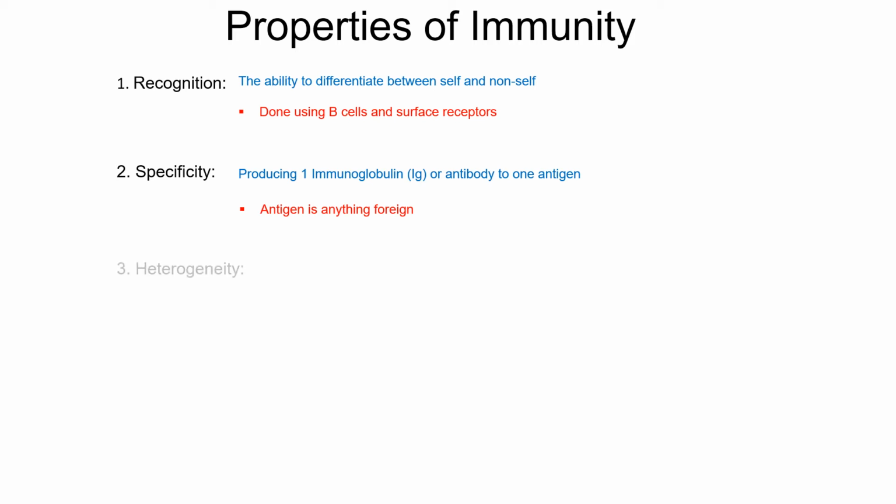The next property is called heterogeneity. Now this one's kind of confusing, but when I show you a diagram on a future slide, I think it'll become a little more apparent. Now the problem is there's not just a single antigen. There are billions upon billions of different antigens, and we have to have the ability to identify all of those, recognize all of those, and produce specific antibodies to each one. That's what heterogeneity is. We're going to produce different specific antibodies to different specific antigens.